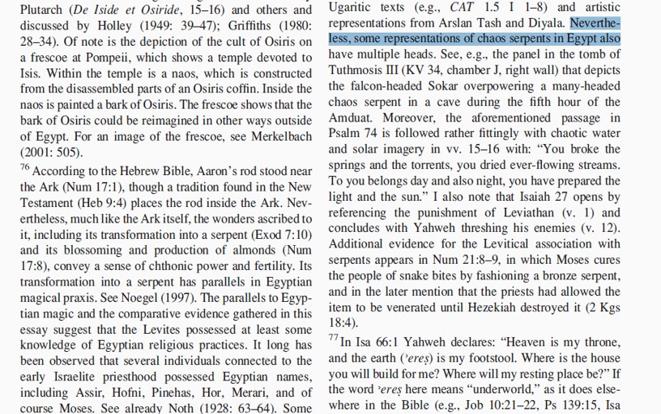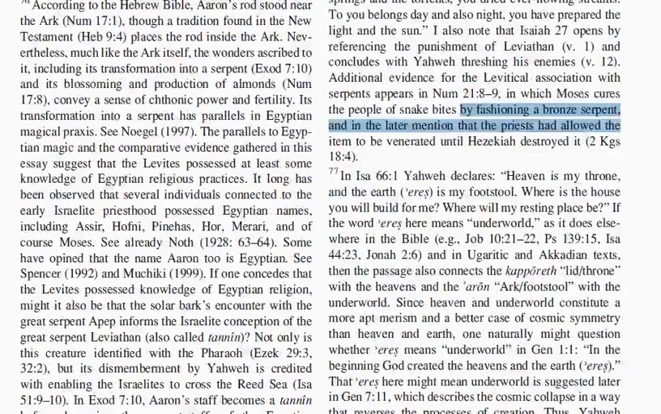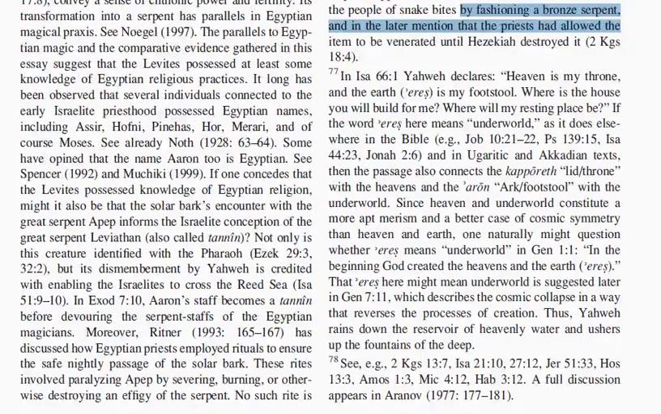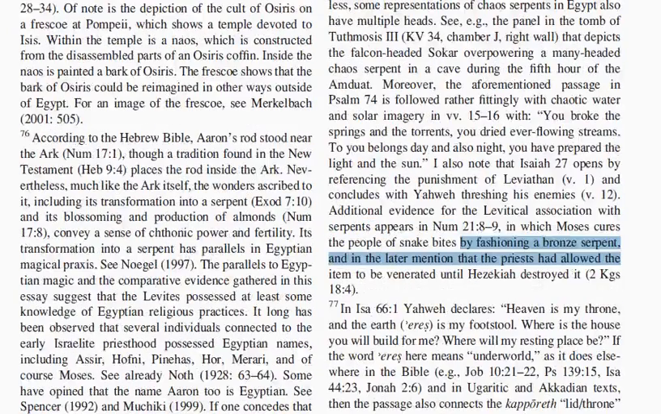Additional evidence for the Levitical association with serpents appears in Numbers 21:8-9, in which Moses cures the people of snake bites by fashioning a bronze serpent, and in the latter mention that the priest had allowed the item to be venerated until Hezekiah destroyed it, 2 Kings 18:4. End of footnote.